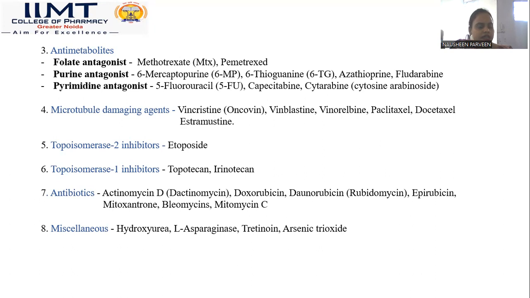Next class, antimetabolites. Subclasses: first is folate antagonist, methotrexate. Next is purine antagonist, 6-mercaptopurine, 6-thioguanine. Pyrimidine antagonist is the next class, 5-fluorouracil. The next subclass of cytotoxic drugs is microtubule damaging agents. Examples, vincristine, vinblastine. Next is topoisomerase 2 inhibitor, etoposide. Next, topoisomerase 1 inhibitor, topotecan.